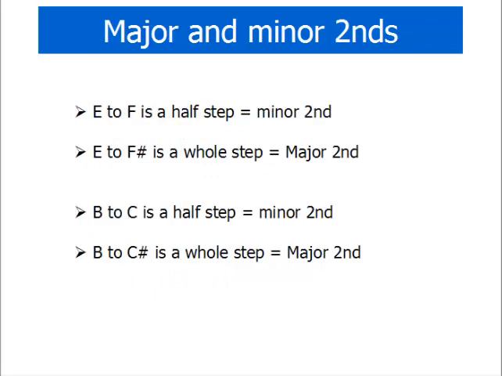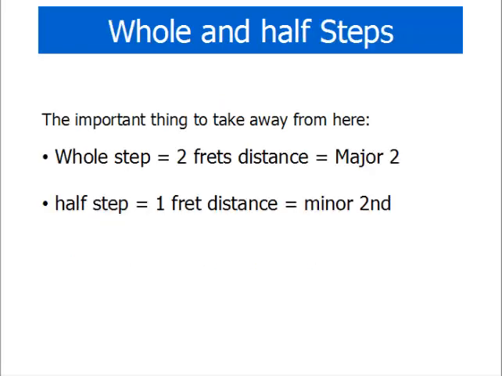So, to look at this in a little more detail, E to F is a half step, or minor second. E to F sharp is a whole step, or a major second. B to C is a half step, or minor second. B to C sharp is a whole step, or major second. The important thing to take away from here is whole steps equal 2 frets distance on the guitar, a major second. Now the half step is 1 fret difference, or a minor second.